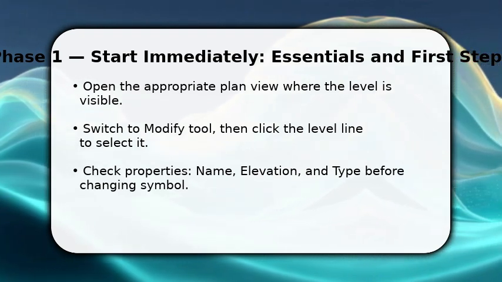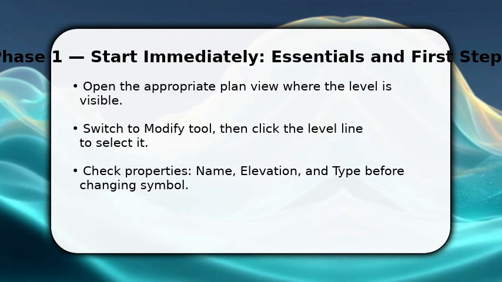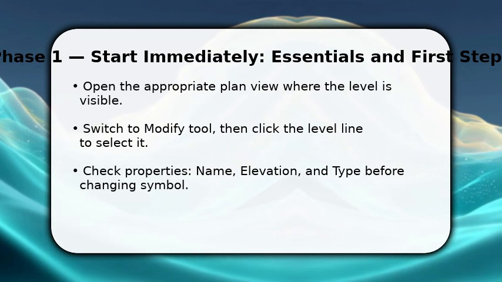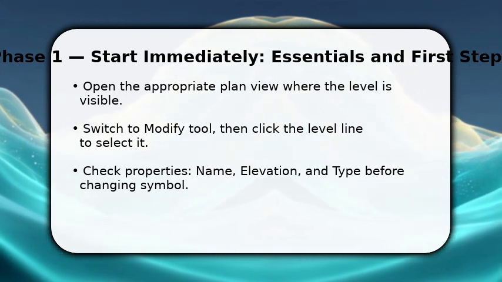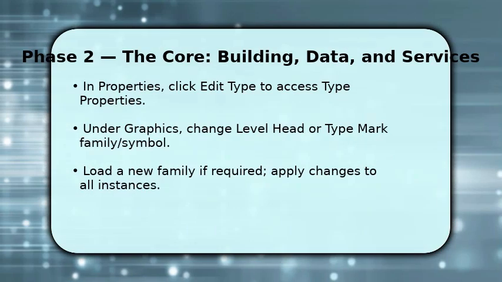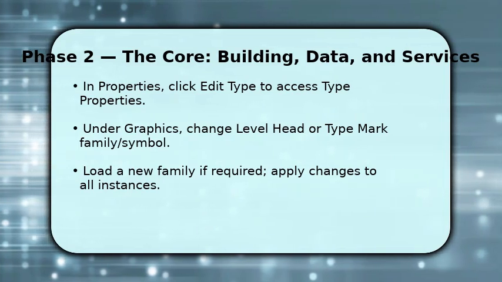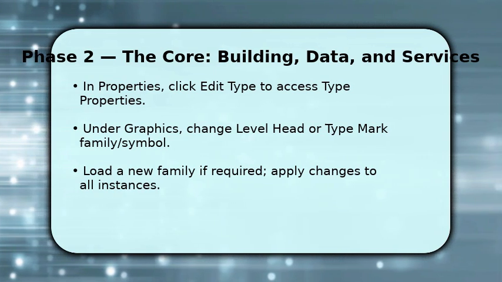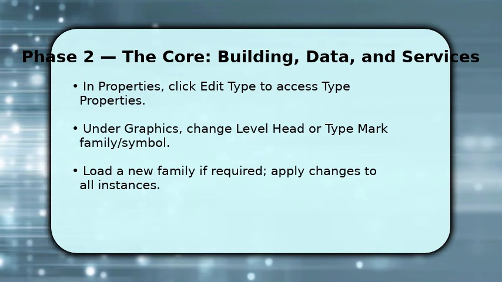If you need a new type, you can duplicate now, otherwise continue. Make sure the level is not pinned, and confirm you're in the correct linked model or host project before proceeding. Once you have the level selected, click Edit Type to open Type Properties. In the Type Properties dialog, locate the level head or type mark parameter under Graphics.